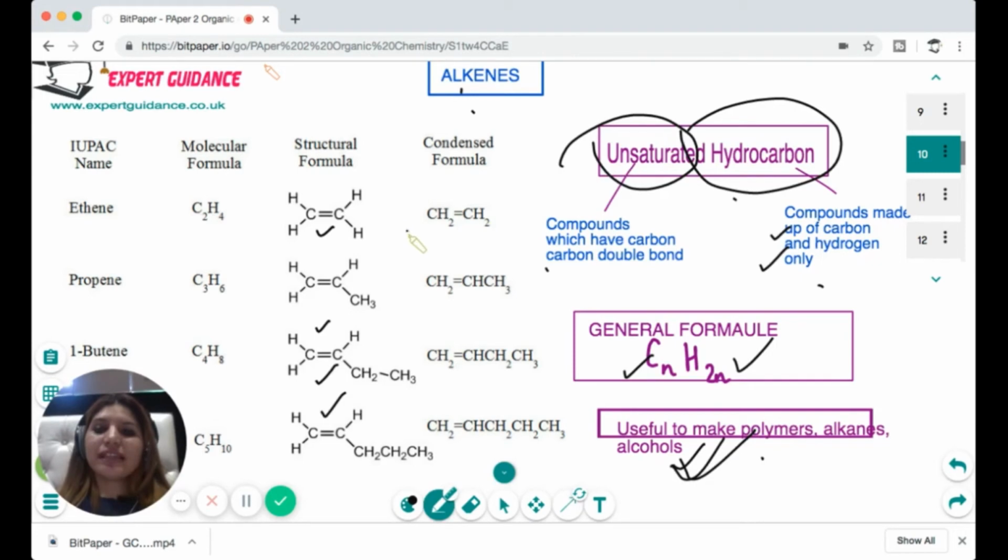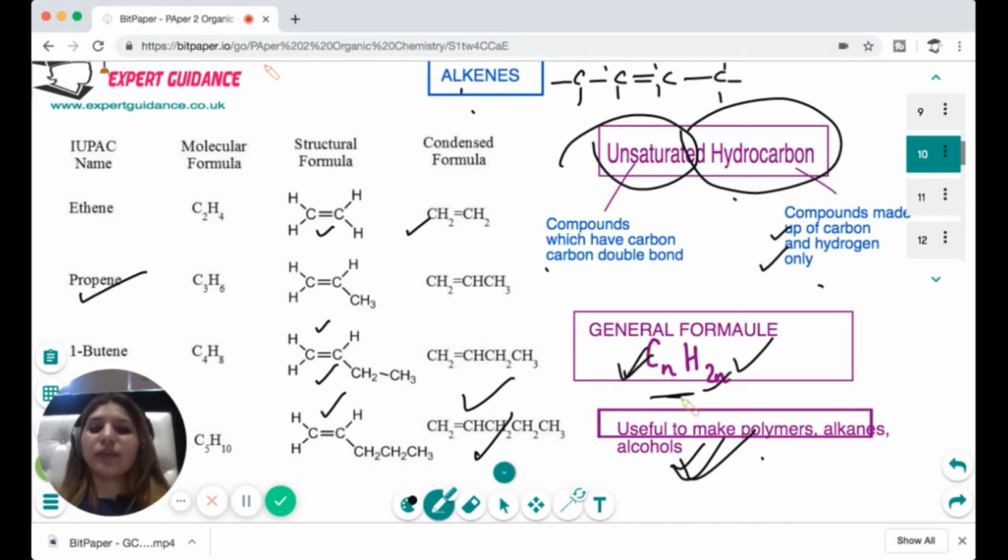So it always starts with ethene, then propene, then butene, and pentene. So you draw the number of carbons, put double bond, and remember each carbon can make 4 bonds. So fill the rest of the valencies of the carbons with the number of hydrogens, and you will see that the carbon and hydrogens, they'll be in the ratio 1:2.